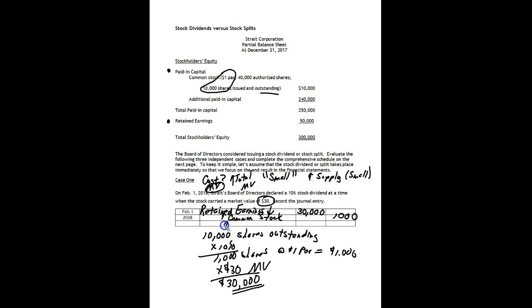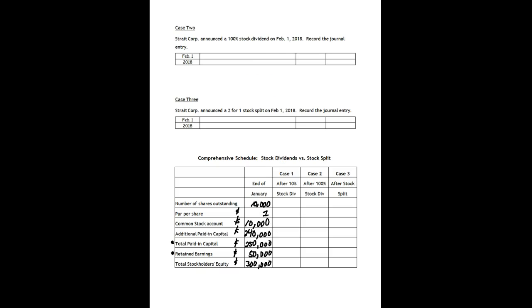Okay, and then we also want to increase that additional paid-in capital common stock account to balance that out, $29,000. So in effect, what we have done is we've decreased retained earnings $30,000, increased the common stock account $1,000, and increased the additional paid-in capital for the common stock $29,000. So let's take the impact of this and go to the next page and factor that in.